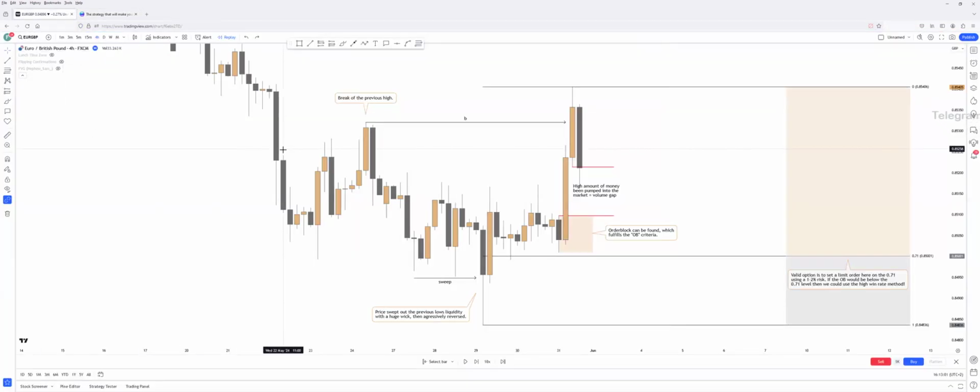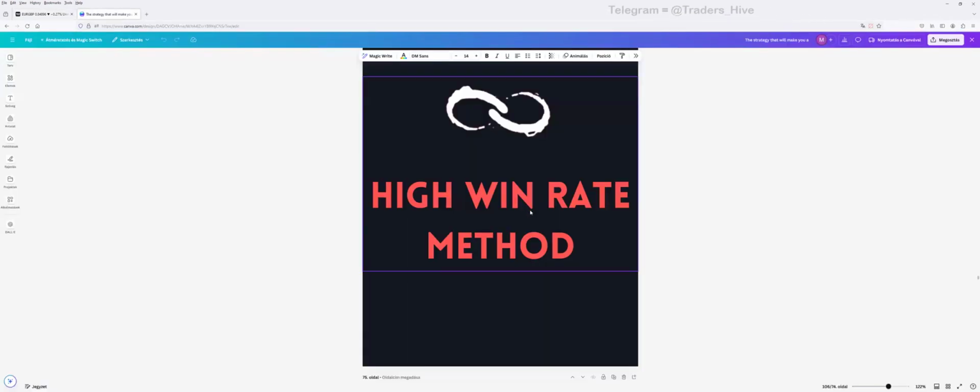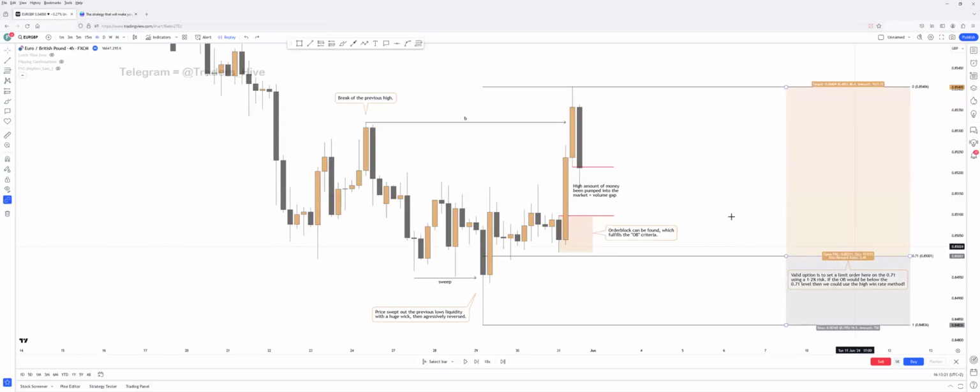The only thing we can apply here is the simple base model, which is entry on the 0.71 level and nothing else. So this high win rate method is just an add-on to boost your win rate. And when it's available, you can use it. When it's not available, but all of the other criteria are there, you can just simply enter on the 0.71 level without using a double risk limit, right?